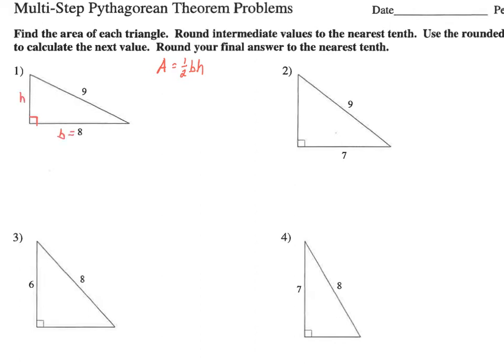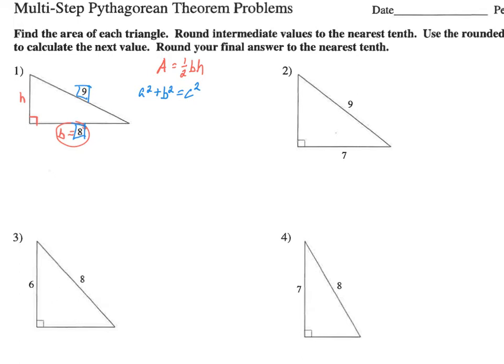and the height. So we already know the base. So we need to find the height, and we have a right triangle, so to do that we simply do Pythagorean theorem. So a squared plus b squared equals c squared. Remember, when you have a right triangle, you can do Pythagorean theorem, you could do sine, cosine, or tangent. The reason we're doing Pythagorean theorem is because we know two of the sides, we know the 9 and the 8, so we can use those two sides to find the third.